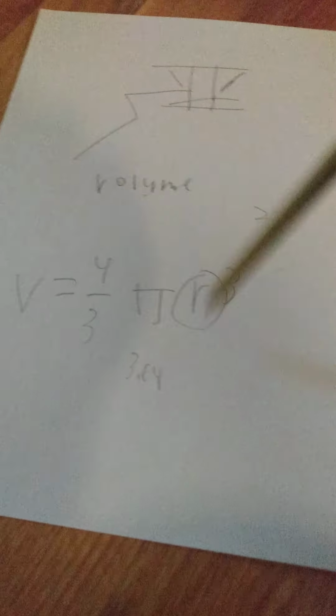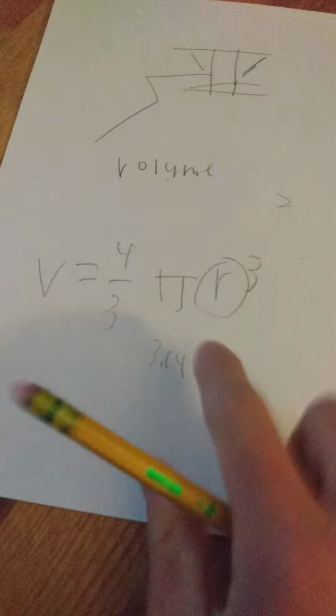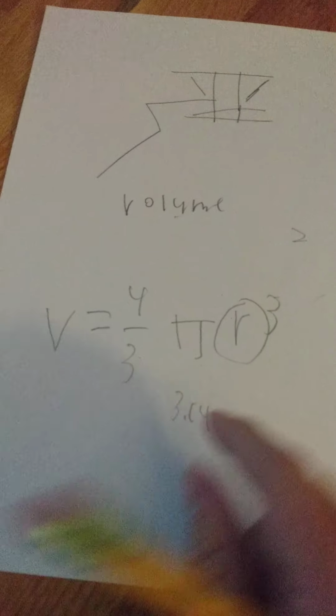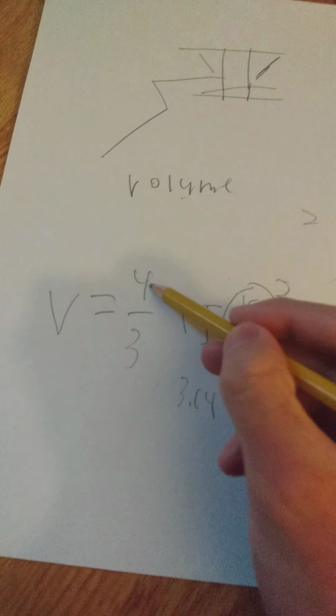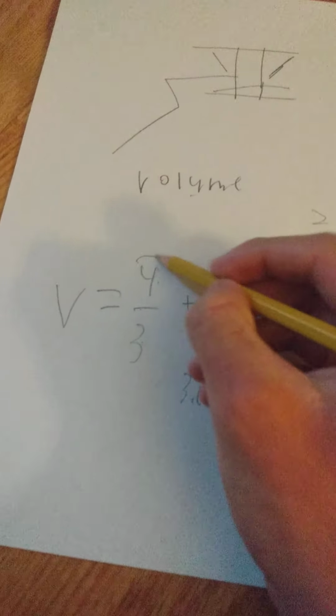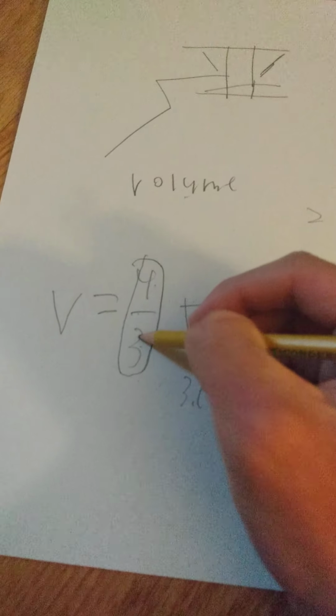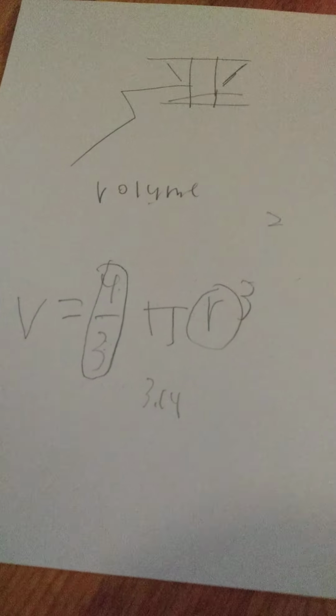It's the volume for a sphere. But what's weird about this formula is where did the 4 divided by 3 come from? Where did this fraction come from?